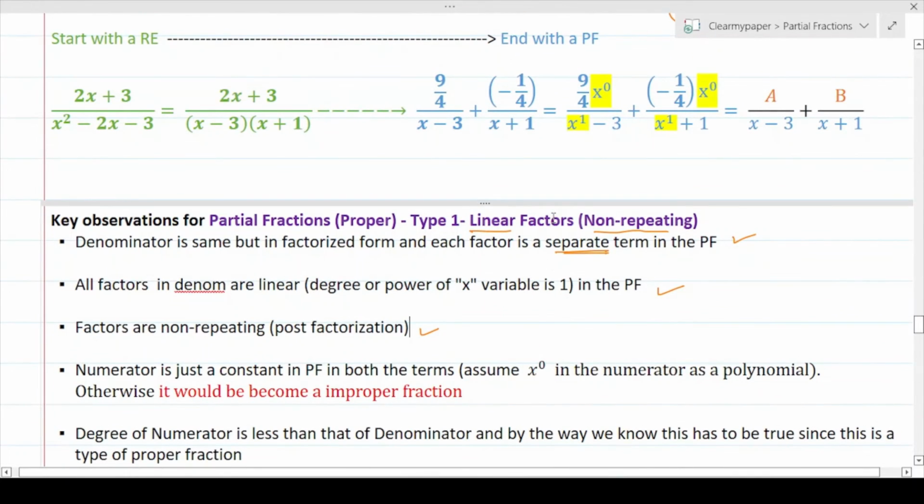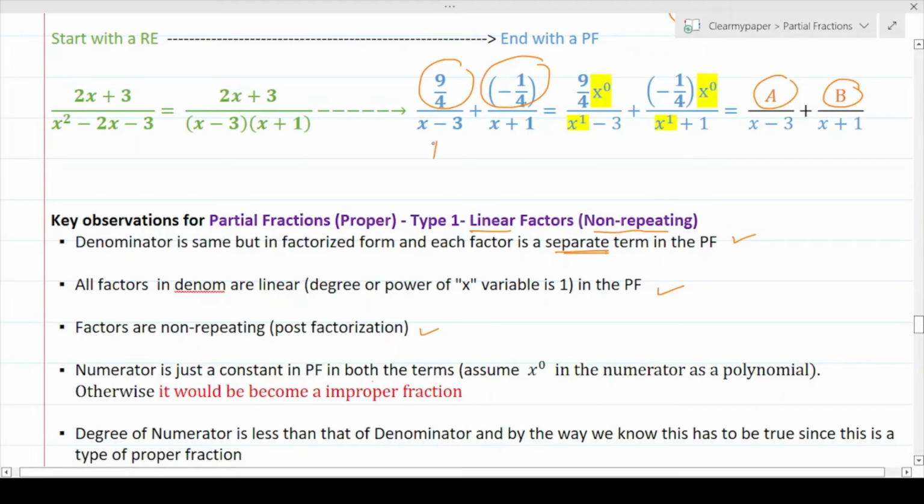Let's focus on the numerator for a change. The numerator is just a constant in the partial fraction in both the terms. What does it mean? Over here, it is just a constant, in both the terms. This is like term 1 and this is term 2 because it's separated by the algebraic addition. And when we say constant, we have learned that a constant is as good as multiplying it by x to the power 0, because anything to the power 0 is 1.